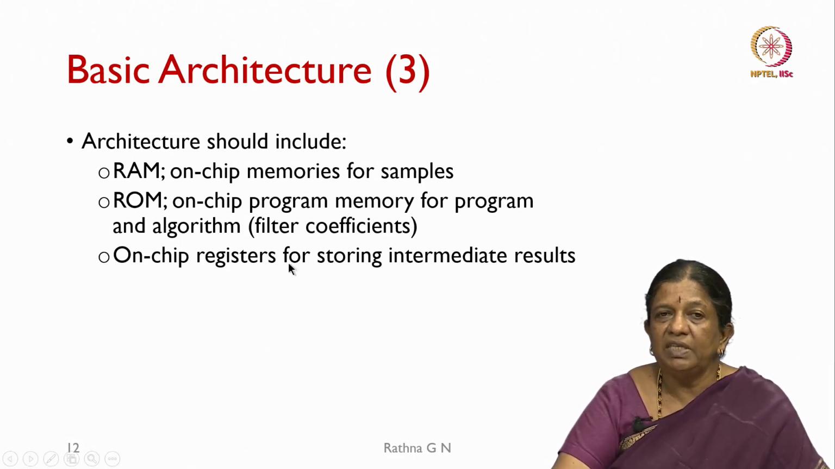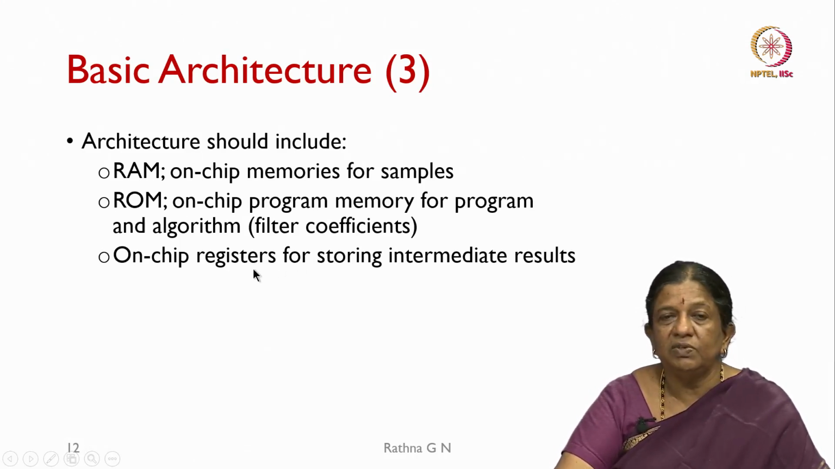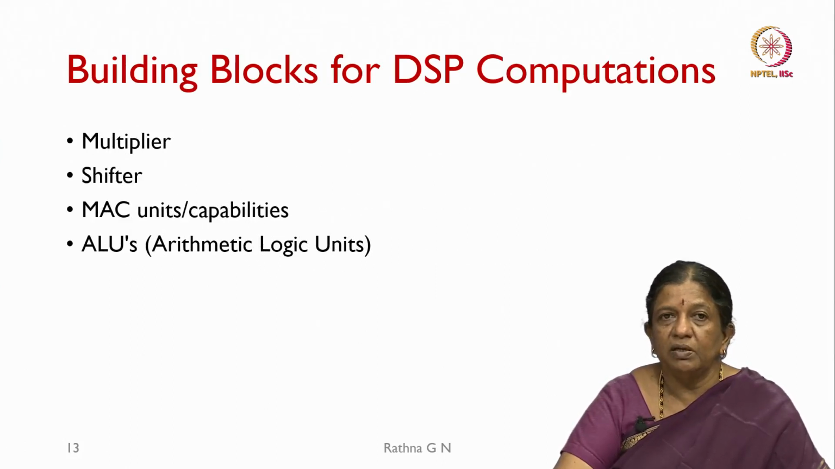So, we want to have everything faster. So, we say that we can store the intermediate results in registers which are much closer to our architecture. Basically, we will say it as our DSP chip. So, the building blocks for our digital signal processing computations are multiplier, shifter and MAC units, their capabilities, and the last one, not the least one, we will say it as ALUs, that is arithmetic logic units.